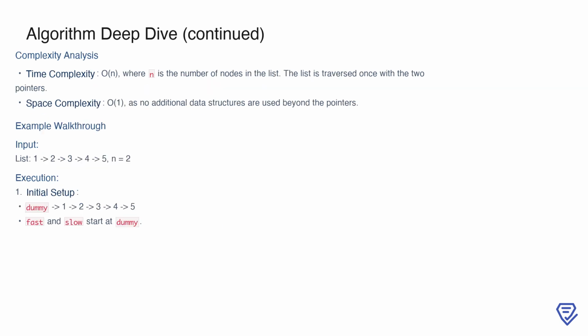The efficiency of this algorithm can be understood through its complexity analysis. It achieves a time complexity of O(n), where n is the number of nodes in the list, as both pointers traverse the list in a single pass. The space complexity is O(1), because the algorithm operates in place, using only two pointers without any additional data structures.